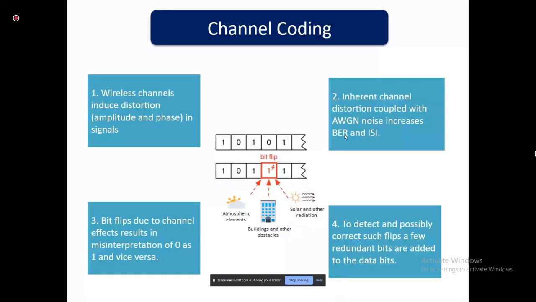And if you're talking about wireless channels, it obviously will require more, because the number of obstacles and the number of places that the signal goes to is just much larger. So obviously, we'll have some amount of distortion, not just in amplitude but also in phase. Now, your inherent channel distortion along with AWGN causes bit errors along with intersymbol interference.